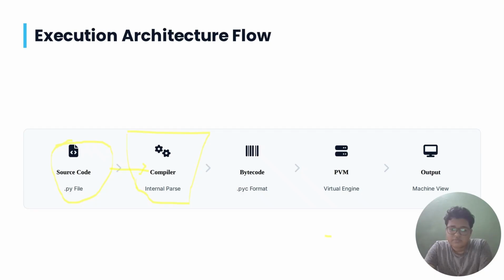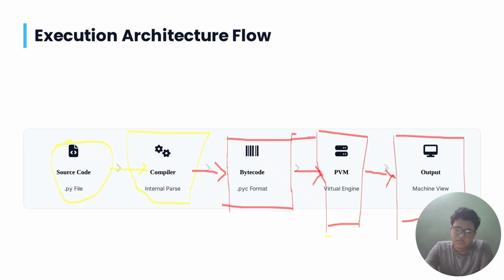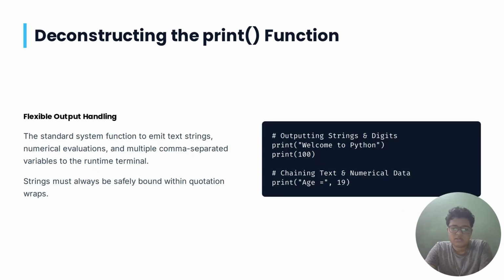Let me change the color. Sent as a bytecode. Here it is converted, as I already said. Then it is sent to the PVM, the Python virtual machine, where it is compiled, changed, and executed. And then comes the machine view output. So this is pretty much the thing that happens. We already talked about it. Here is deconstructing the Python print function.